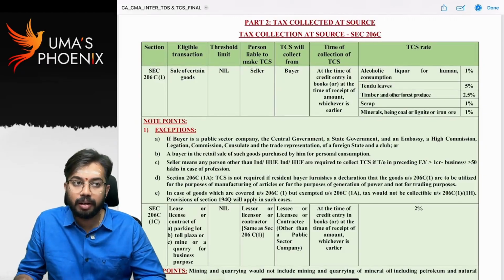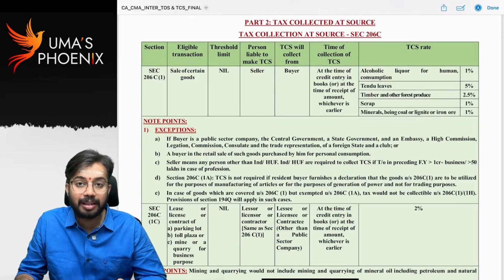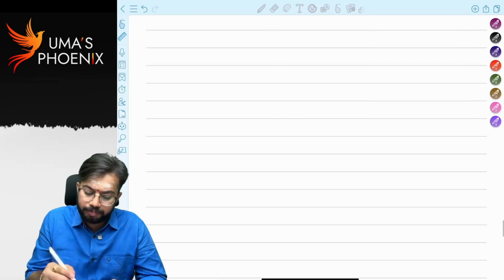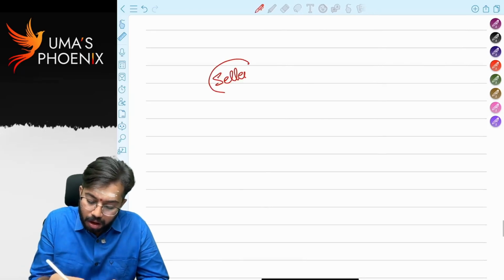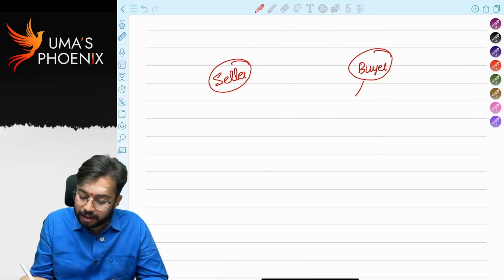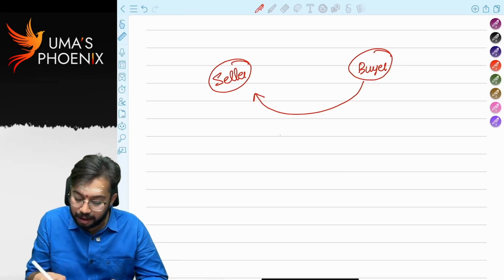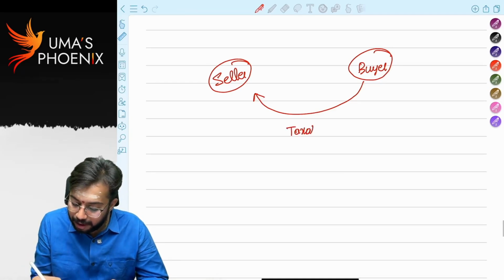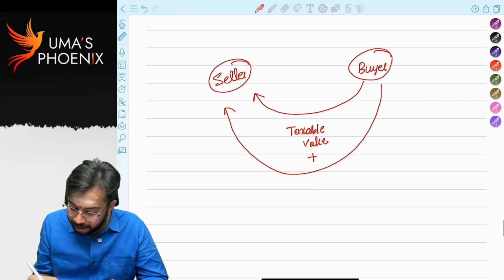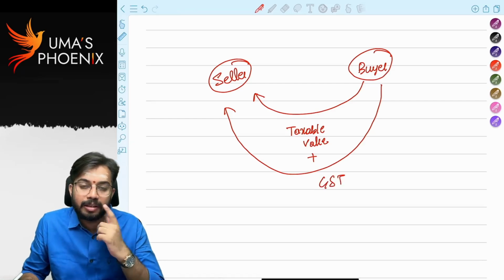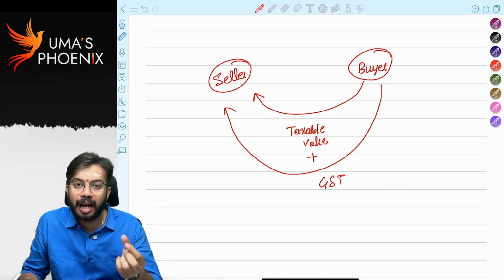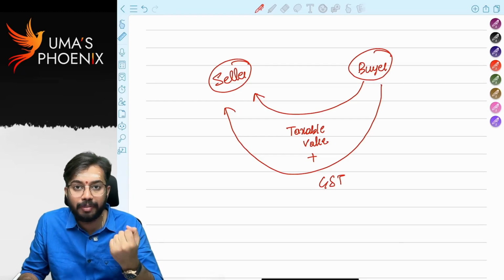Till now we have seen provisions of TDS. Now let us start discussing provisions of tax collection at source. See, there will be seller, there will also be buyer. Seller, at the time of selling goods, will collect money from buyer, right? So seller will collect a taxable value. Along with the taxable value, seller will also collect GST from the buyer, right? Like 100 rupees is the product, 18 rupees is GST. Seller will collect 118 rupees, 100 rupees taxable value, 18 rupees GST from the buyer.